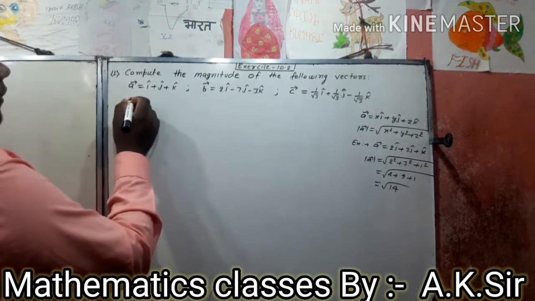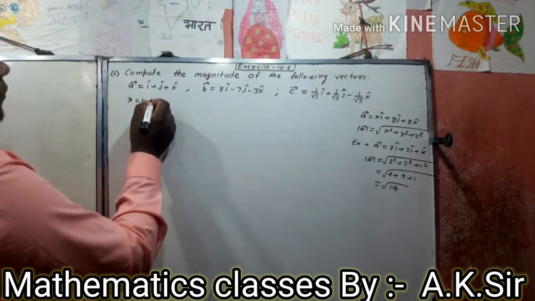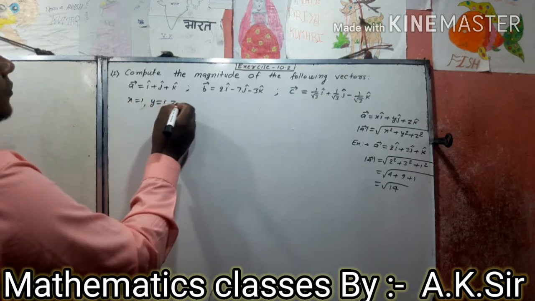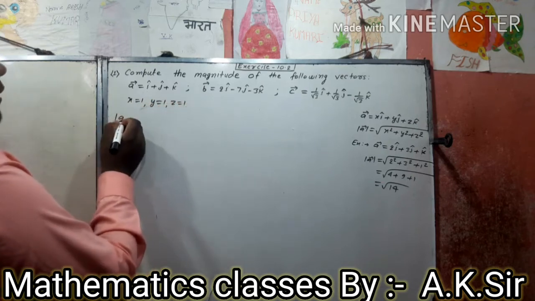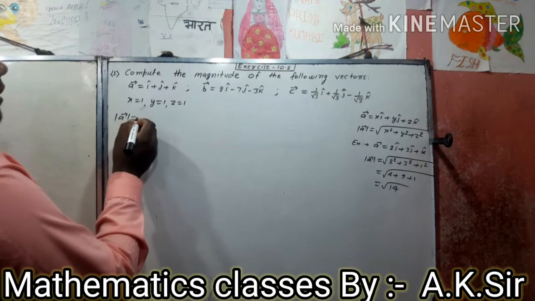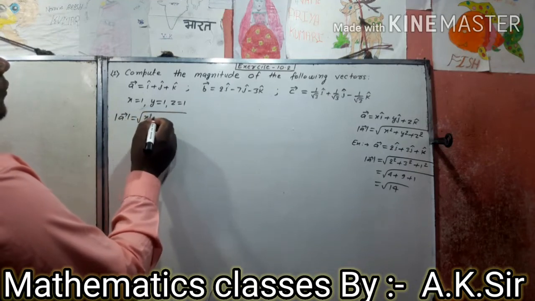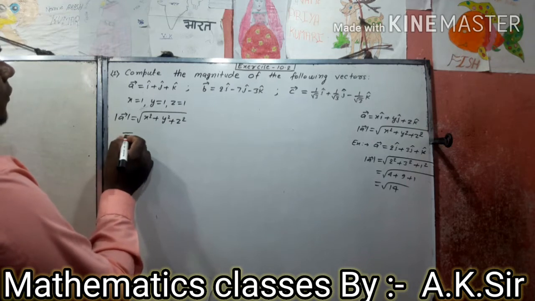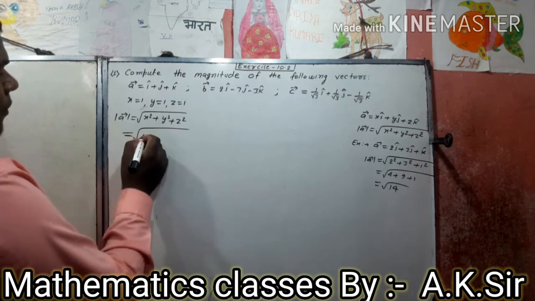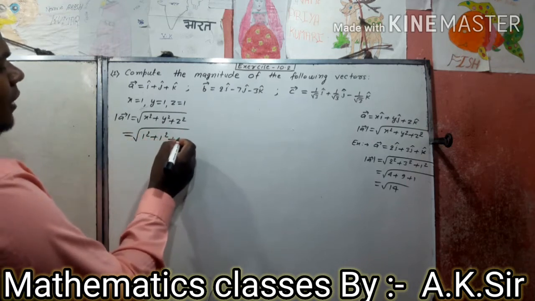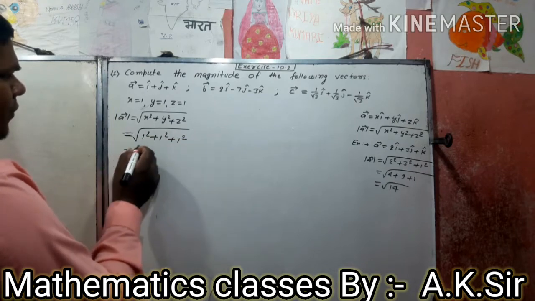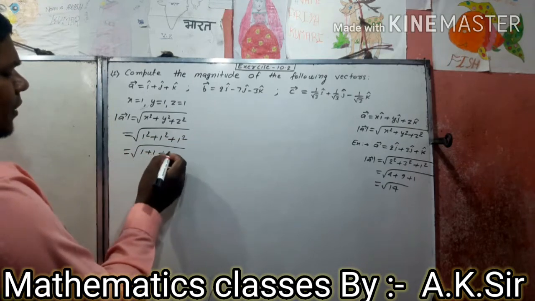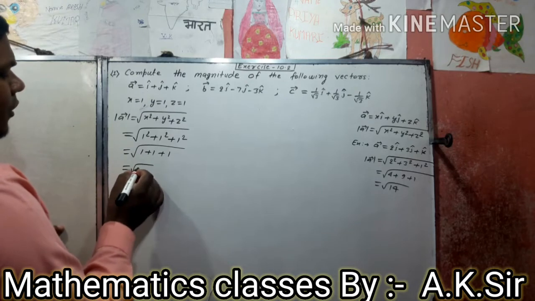Here x is equal to 1, y is equal to 1, z is equal to 1. Then the magnitude of a vector is equal to under root x square plus y square plus z square, equal to under root 1 square plus 1 square plus 1 square, equal to under root 1 plus 1 plus 1, equal to under root 3.